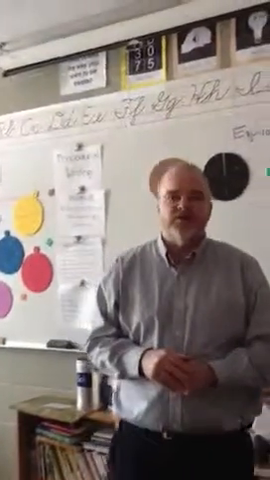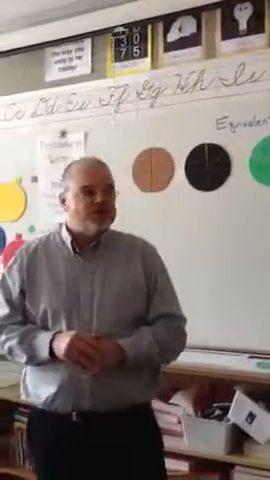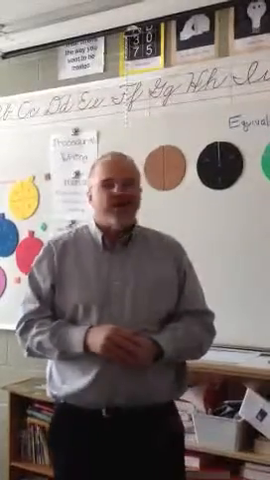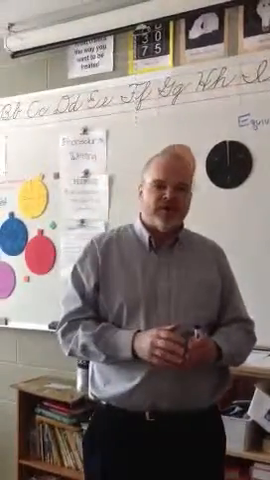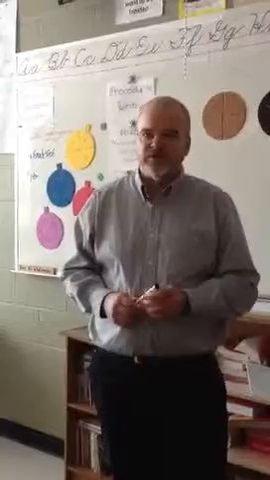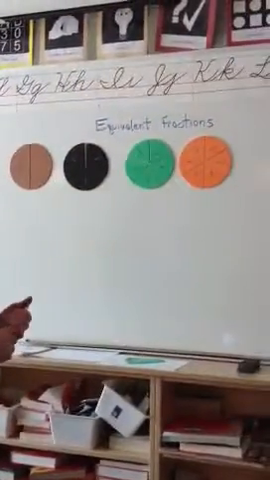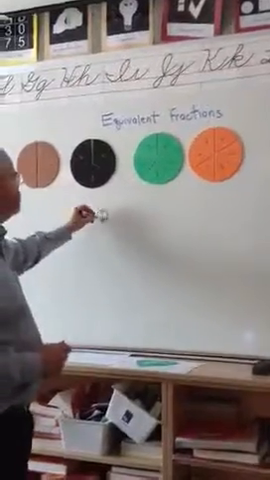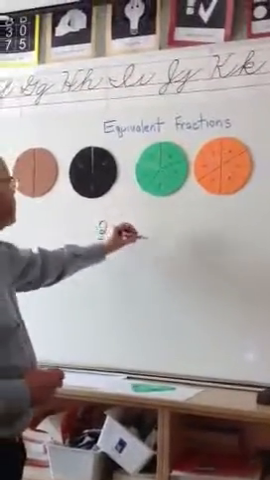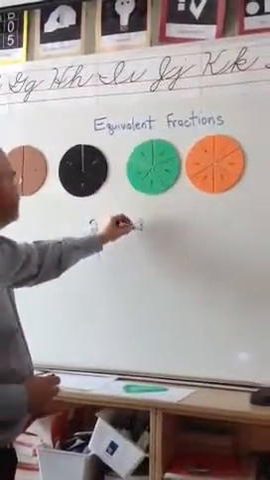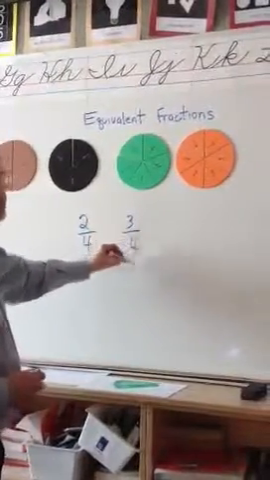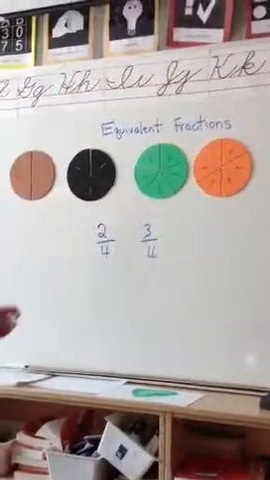Today's topic is equivalent fractions. Students have been looking at fractions that have like denominators and some that have unlike denominators. If we're looking at fractions with like denominators, an example would be 2/4 and 3/4. It would be pretty easy to figure out which fraction is bigger.